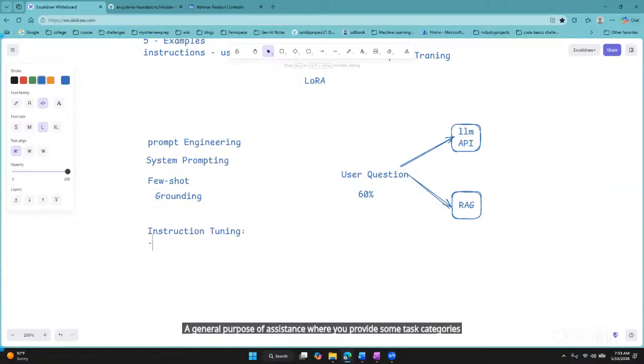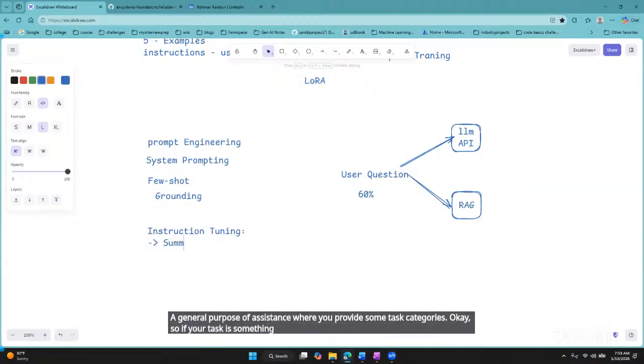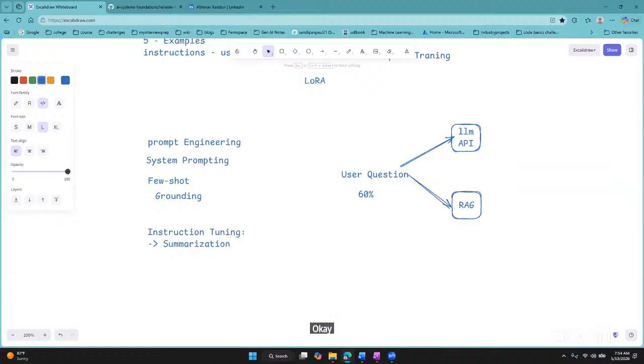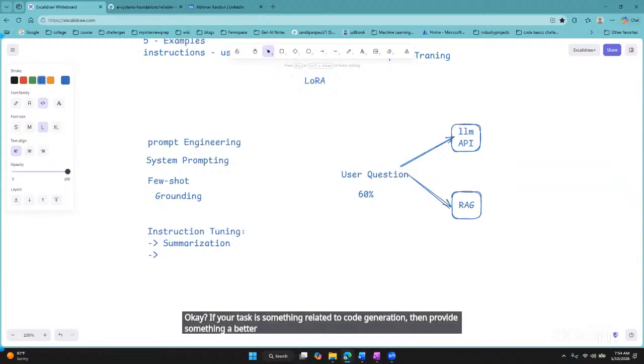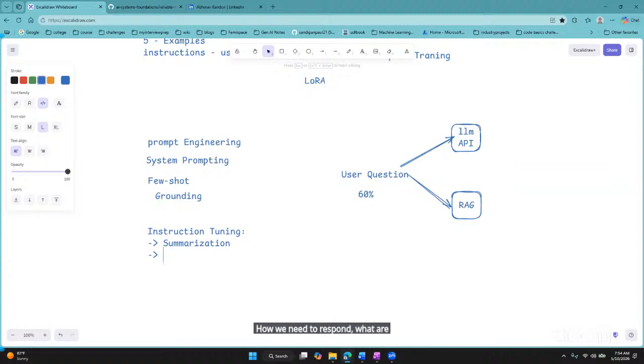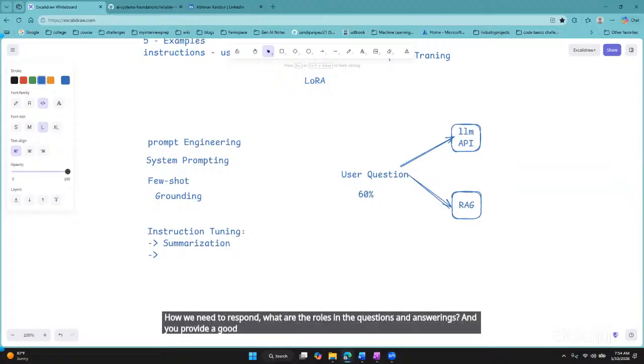So if your task is something related to summarization, then give it correct instructions as per the summarization. If your task is related to code generation, then provide better instructions related to code generation only. Or for question answering, provide good examples, how we need to respond, what the roles in the questions and answerings are, and you provide a good response, good instructions based on that.